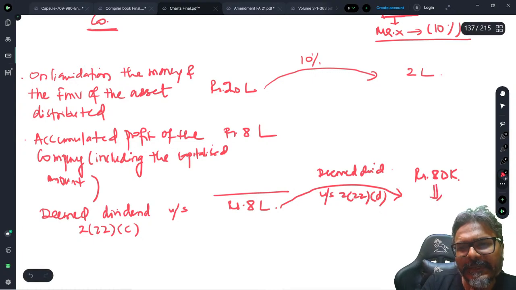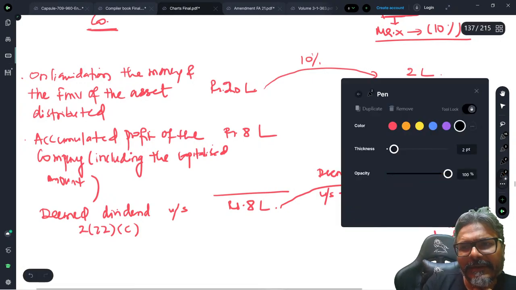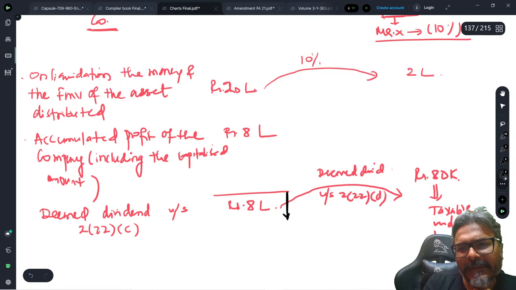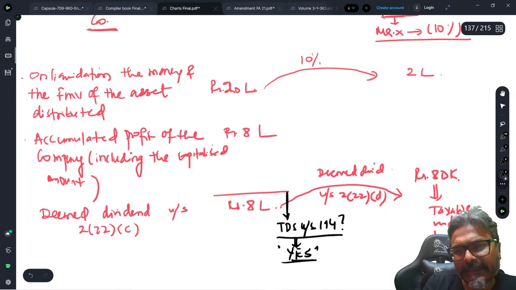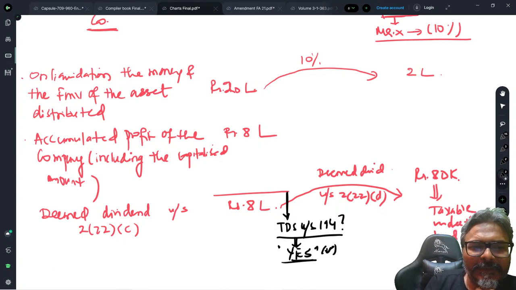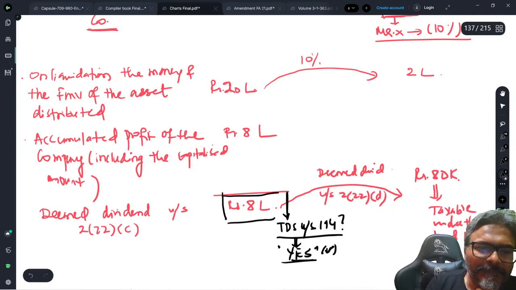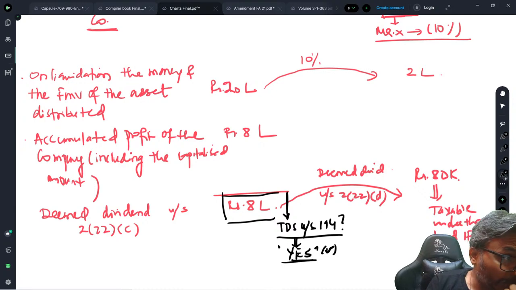Now this deemed dividend, students, will be taxable under the IFOs. Whether the company which is distributing this deemed dividend will be liable to deduct TDS under section 194? Whether TDS under section 194 will be required to be deducted? And the answer is yes. Abhijit, the TDS under section 194 will be required to be deducted on this rupees 8 lakhs which has been distributed. Definitely it is more than 5,000 in my example. So definitely in this case, TDS under 194 will be required to be deducted.